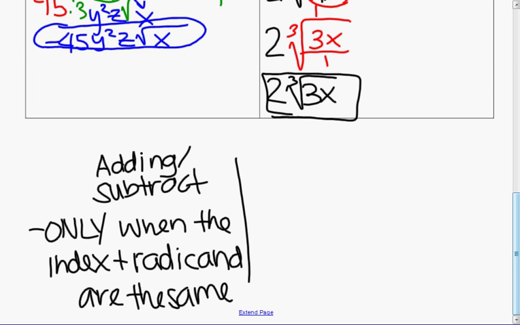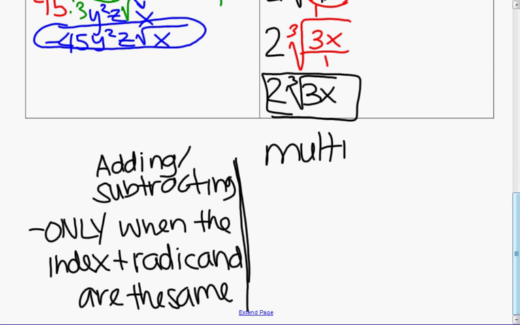Okay, so adding and subtracting, you can only do that when the index and the radicand are the same. So remember, you simplify everything and then you add or subtract like terms. Radicals are considered like terms only if the index and the radicand are the same. And then you simplify, and then you're done.